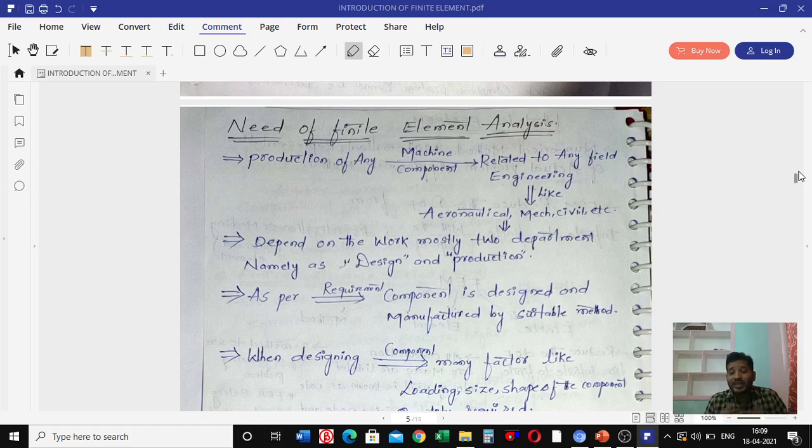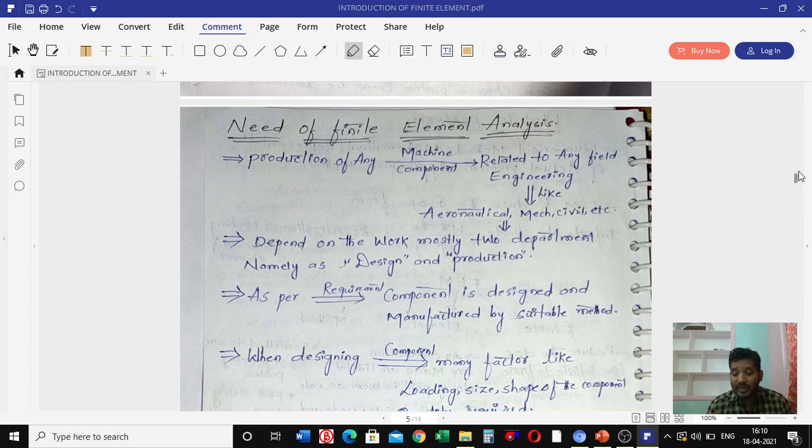When designing any machine component, the design engineer considers many factors, like loading. If you are designing a member, which type of load is acting on the machine component, like tensile load, compressive force, shear force, or torque? The design engineer has to know about that. That is the responsibility of the design engineer.